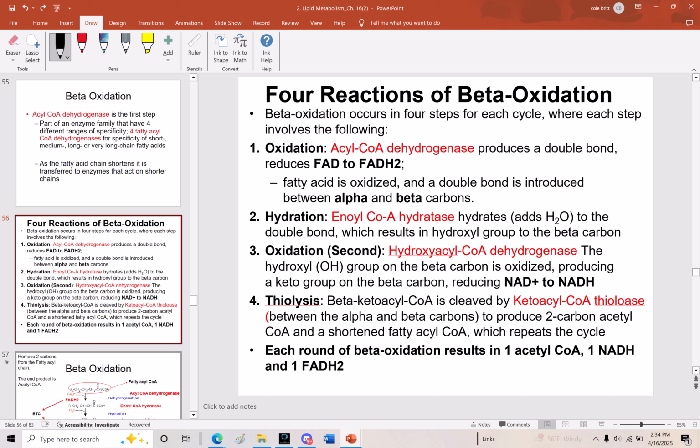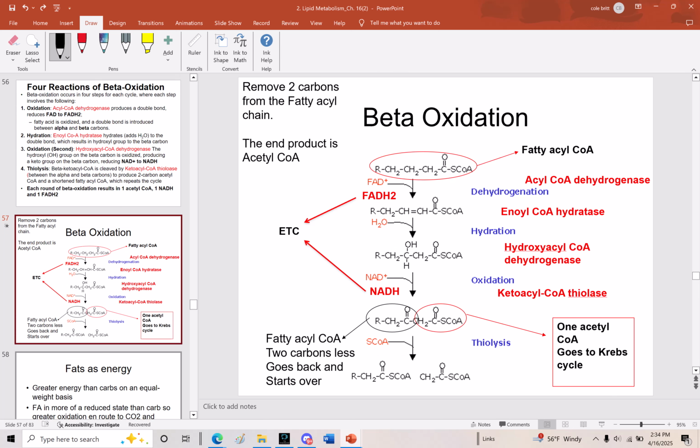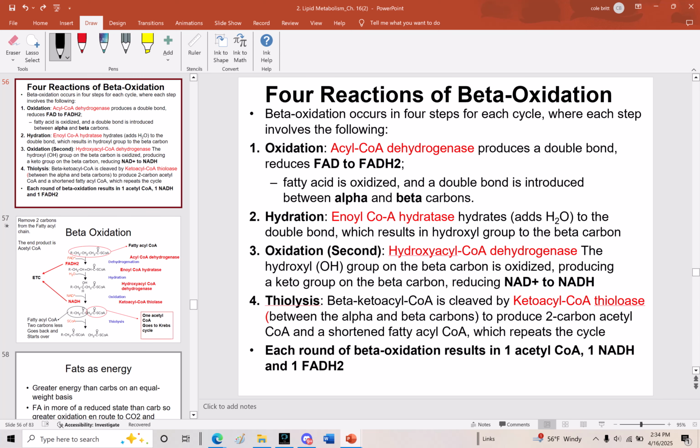And here it is, first step, right here. What's that? Removes 2 carbons from the fatty acyl chain each round. So each round removes 2 carbons at a time. Step 1 is the acyl-CoA dehydrogenase, and we make an FADH2. What we're doing here is introducing a double bond. That's going to be really important in a second here, so I'm pointing that out.